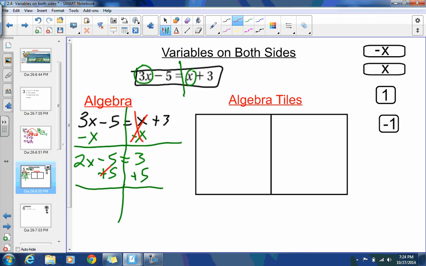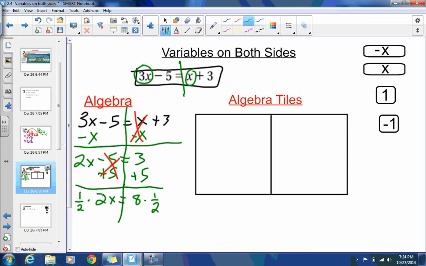And this will cancel out right here. And we'll be left with 2x equals 3 plus 5, which is 8. Last step, you can either divide both sides by 2 or multiply both sides by that multiplicative inverse, which is 1/2. I like to do that too. Works the same way.